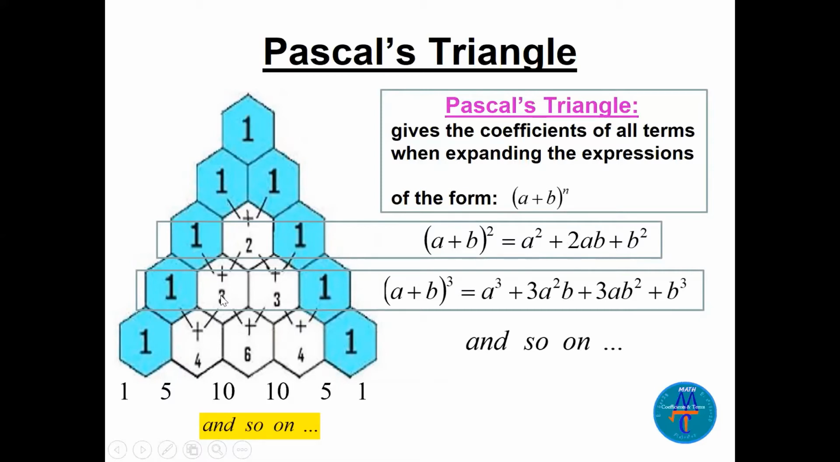Now, if you add 1 and 2, you get 3. 2 and 1, 3. So we have here 4 terms, 1, 3, 3, 1. This is for the cube. The coefficients are 1, 3, 3, and then 1. So when you expand A plus B cubed, you can try it yourself. You can multiply A plus B times A plus B times A plus B, or you can multiply A plus B squared, which we know this formula, times the bracket A plus B. You will get A cubed plus 3A squared B plus 3AB squared plus B cubed, and so on. So you can get power 2, power 3, power 4, power 5, until power n.